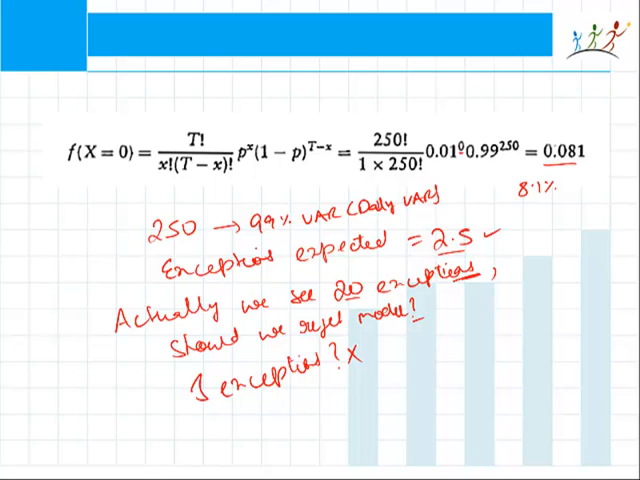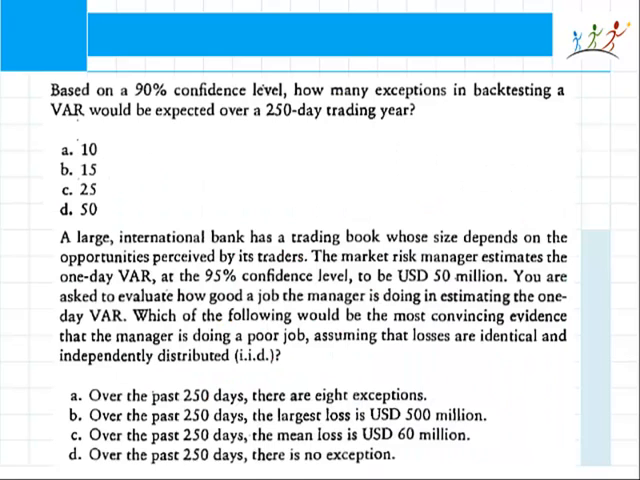So let's do a few questions. Based on a 90% confidence level, how many exceptions in backtesting a VAR would be expected over a 250-day trading year? So if it's a 90% confidence interval, then 10% of the times we can expect the VAR to be exceeded, or 10% into 250, that is 25 days out of 250 we expect the VAR to get exceeded.